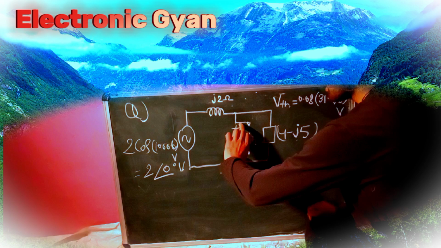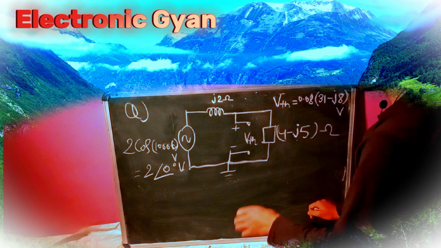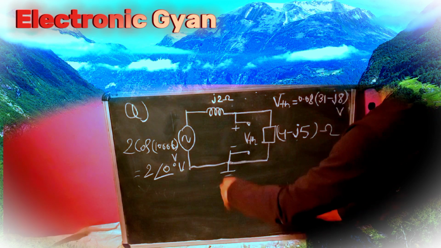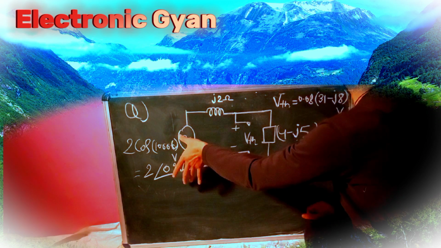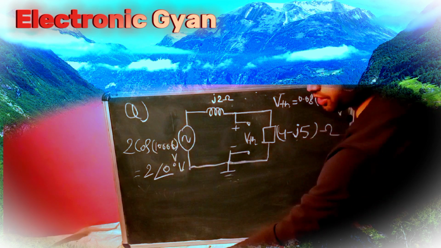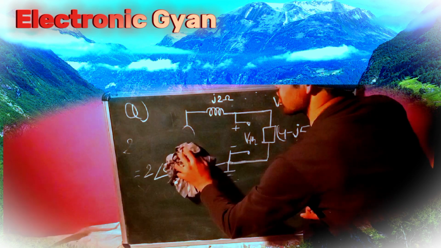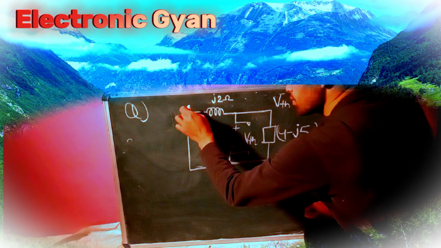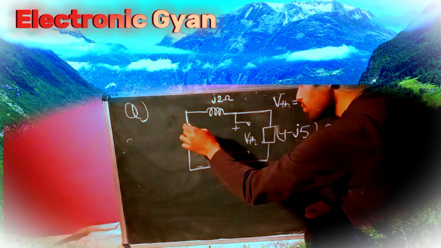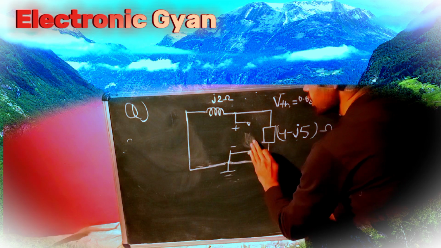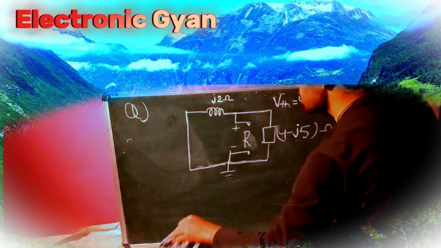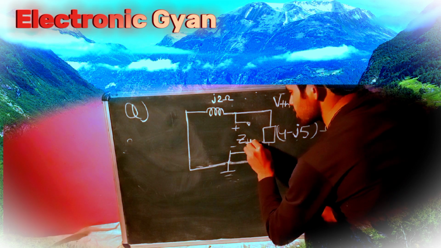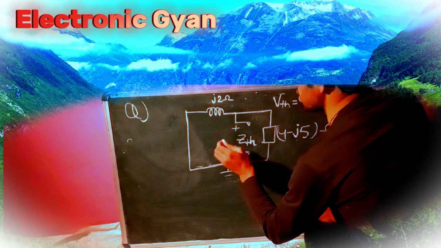Now we are going to calculate the Thevenin impedance across the load. As we know very well, while calculating the Thevenin impedance across the load, the independent voltage source will get short circuited. Now I am going to calculate ZTH where my independent AC voltage source is short circuited. Here I am going to calculate ZTH across this.